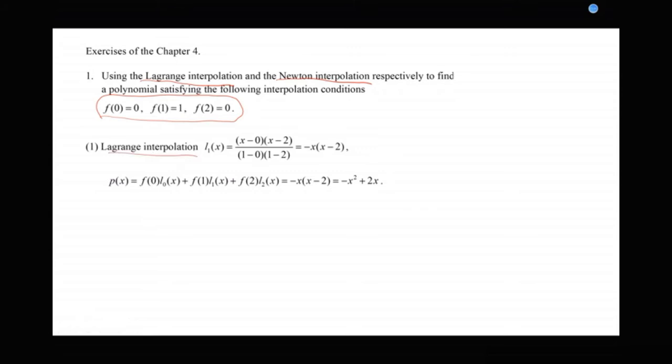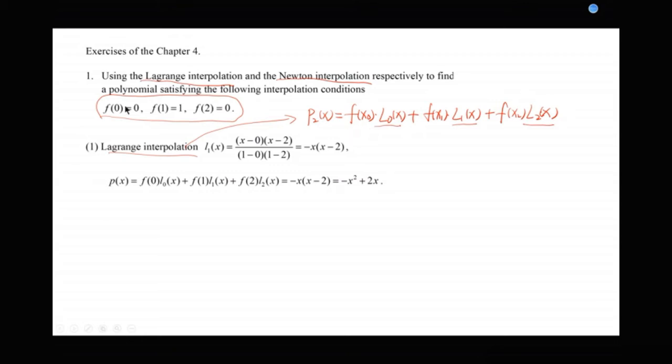We know the Lagrange interpolation means P. Because we have 3 points, it should be P2, right? P2(x) equal to f(x0) multiply L0(x) plus f(x1) multiply L1(x), and plus f(x2) multiply L2(x), right? So L0, L1, and L2 are 3 Lagrange interpolation bases.